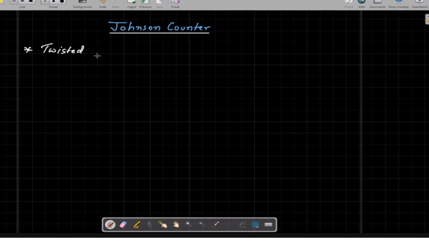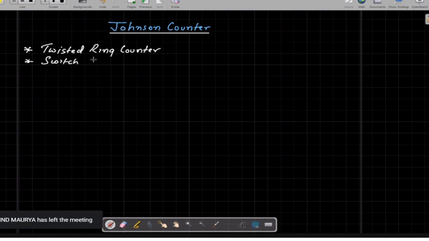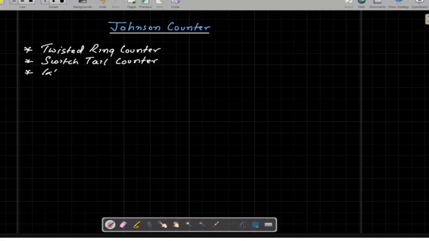Twisted ring counter. Another name of the Johnson counter is switch tail counter. Switch tail counter. Another name is walking counter. Walking counter. Another name of the Johnson counter is creeping counter.